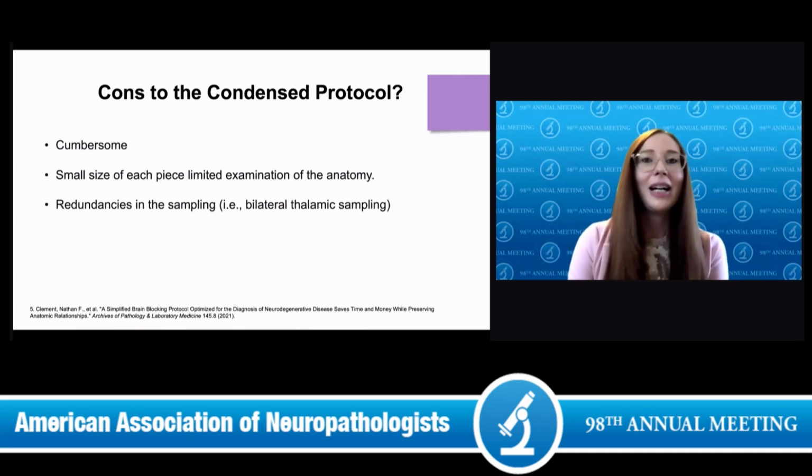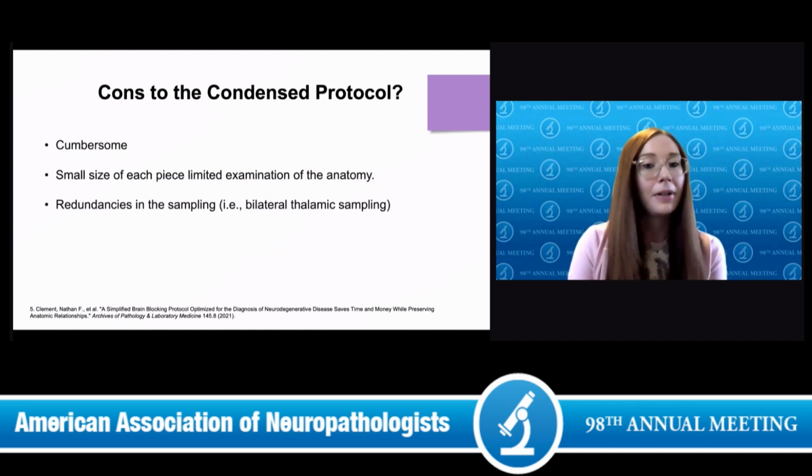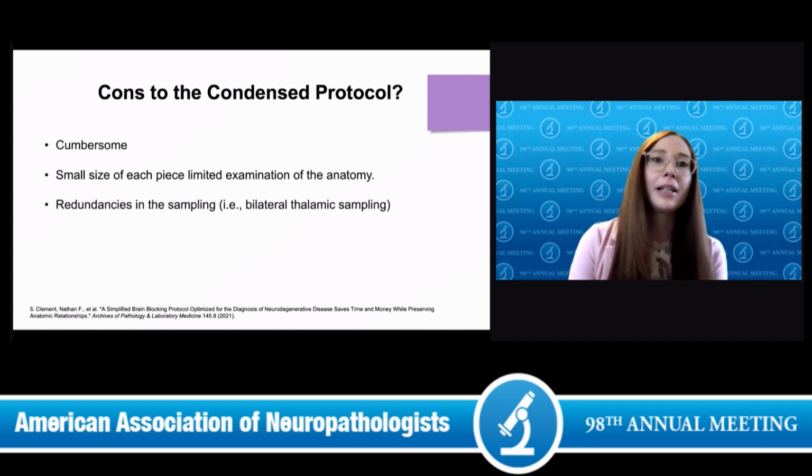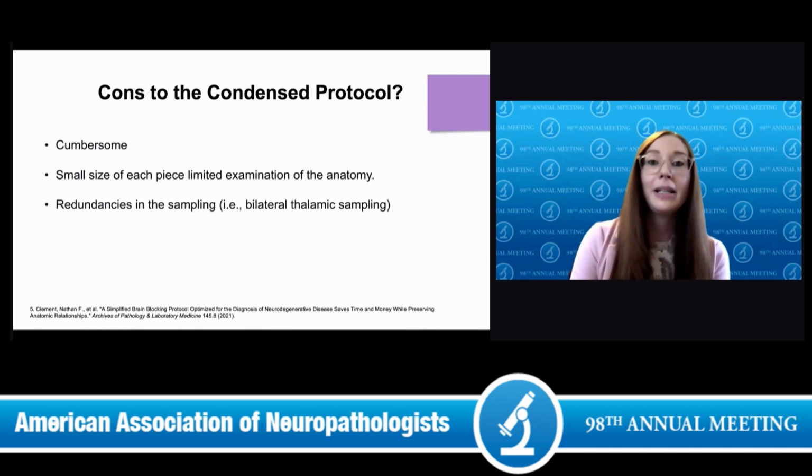So then to touch on some cons to the 2017 condensed protocol. Because you get what you pay for, and we're cutting things out from a full workup, there are going to be some things that have to be compromised. This paper in 2021 from Nathan Clement and the Harvard group described the condensed protocol from 2017 as being cumbersome. They also describe how the small size of each piece of tissue limited the examination of the anatomy under the microscope. And they also suggested that there were perhaps redundancies in our sampling, for example, the bilateral thalamic sampling that had been included.